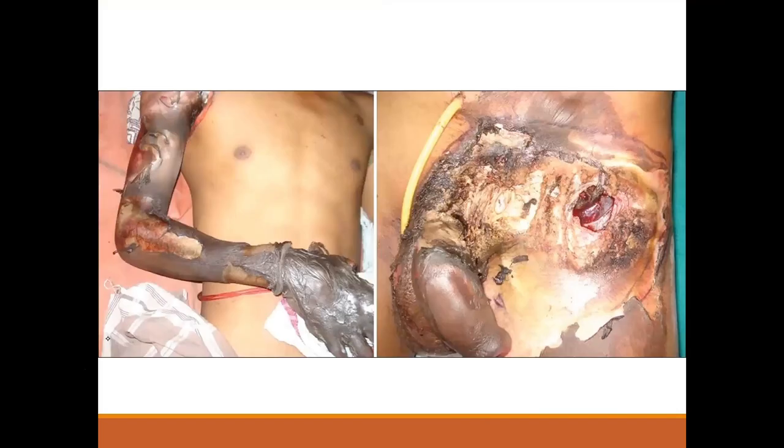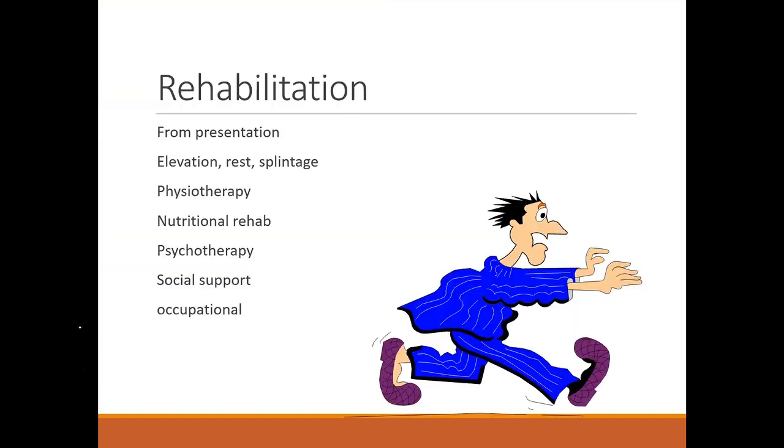Okay, you can see these extensive burns involving the genitals, the groin. Now, rehabilitation. The essence of rehabilitation is to prevent permanent disability. If disability has already occurred, you have to rehabilitate the patient back into his society.